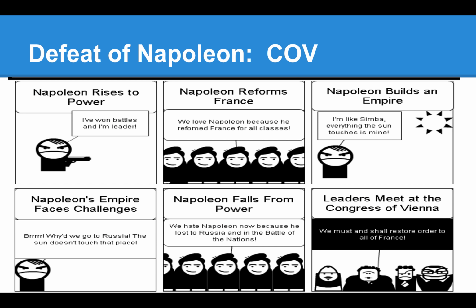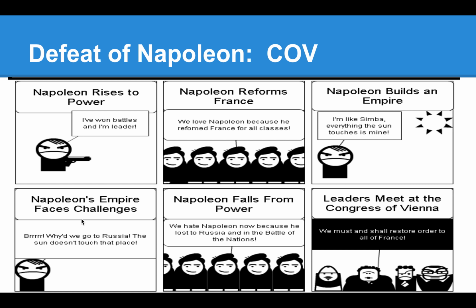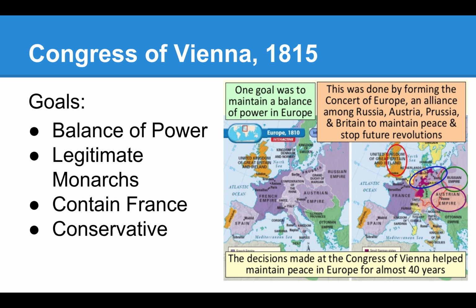The defeat of Napoleon and the Congress of Vienna. This is a little silly cartoon that shows you Napoleon rises to power. He has some great successes like reforming the banks. He builds an empire. He puts all of his relatives on the throne. Then he invades Russia, which is really a mistake. Then he falls, and then the leaders meet at the Congress of Vienna to restore order and to give a balance of power, and conservatives win.